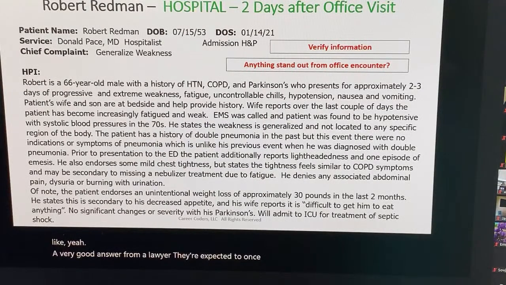We will admit to ICU for treatment of septic shock. That's what he was admitted for, 2 days after that office visit. And you'll notice here the doctor did talk about his 30-pound weight loss. That's something every doctor should know is the very first thing, how much weight loss they have in such a short amount of time.